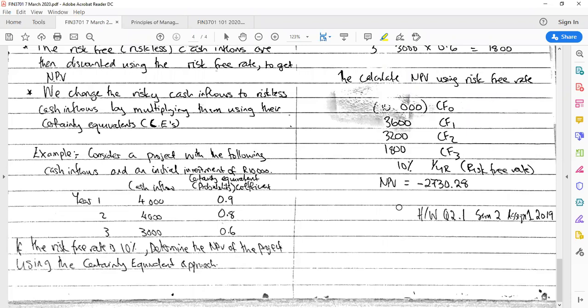But what you can do, look at question 2.1 as homework from semester 2, assignment 1, 2019, just for practice, so that you get familiar with risk-adjusted discount rates, and how projects can be different in terms of riskiness and how we deal with that. Okay, so that's the end of this recording.